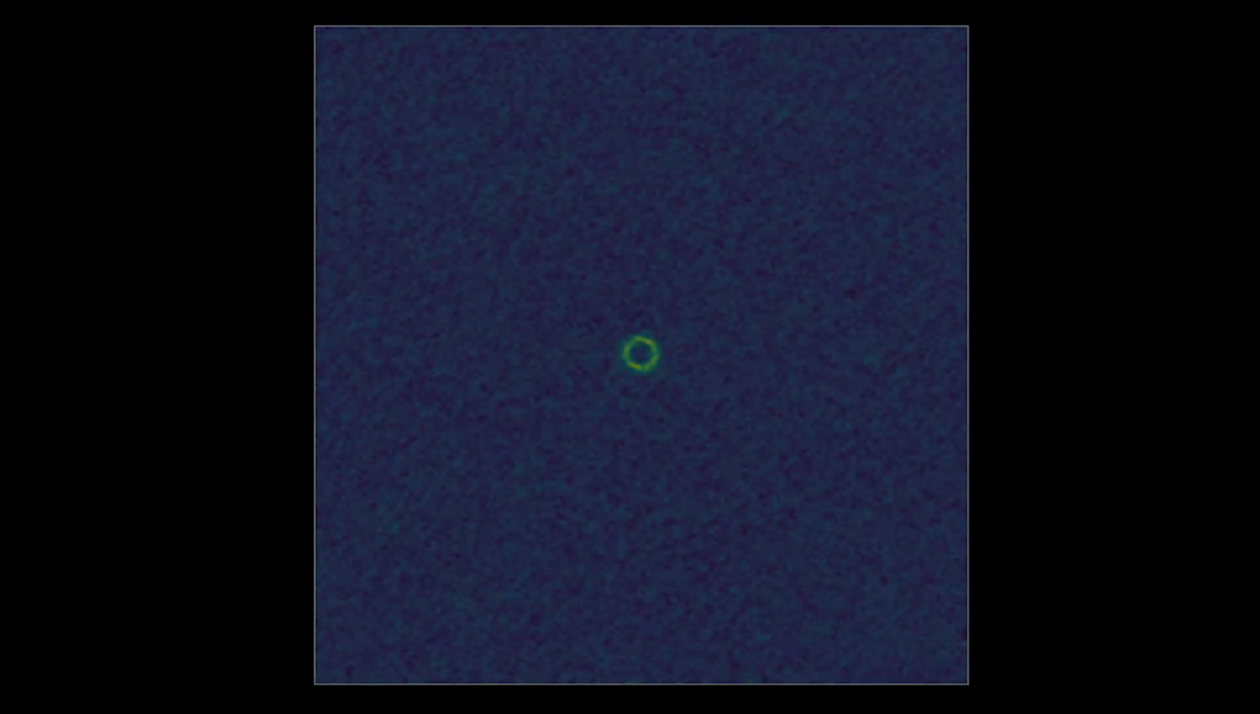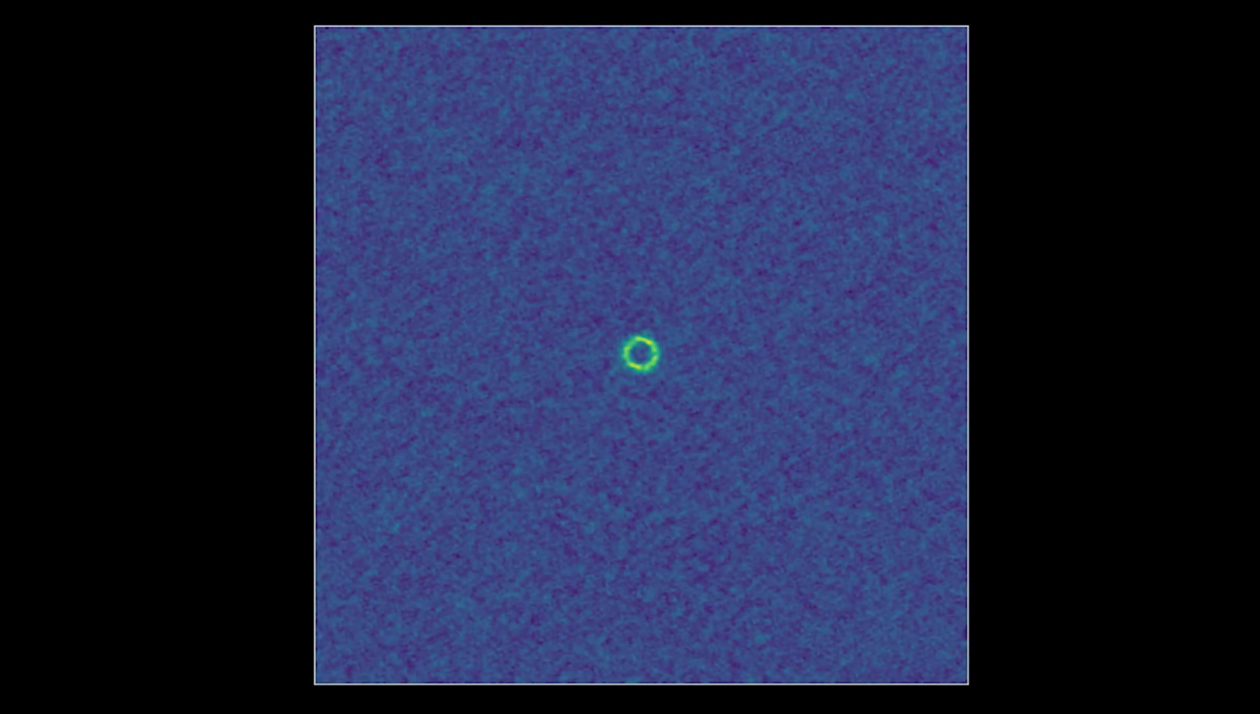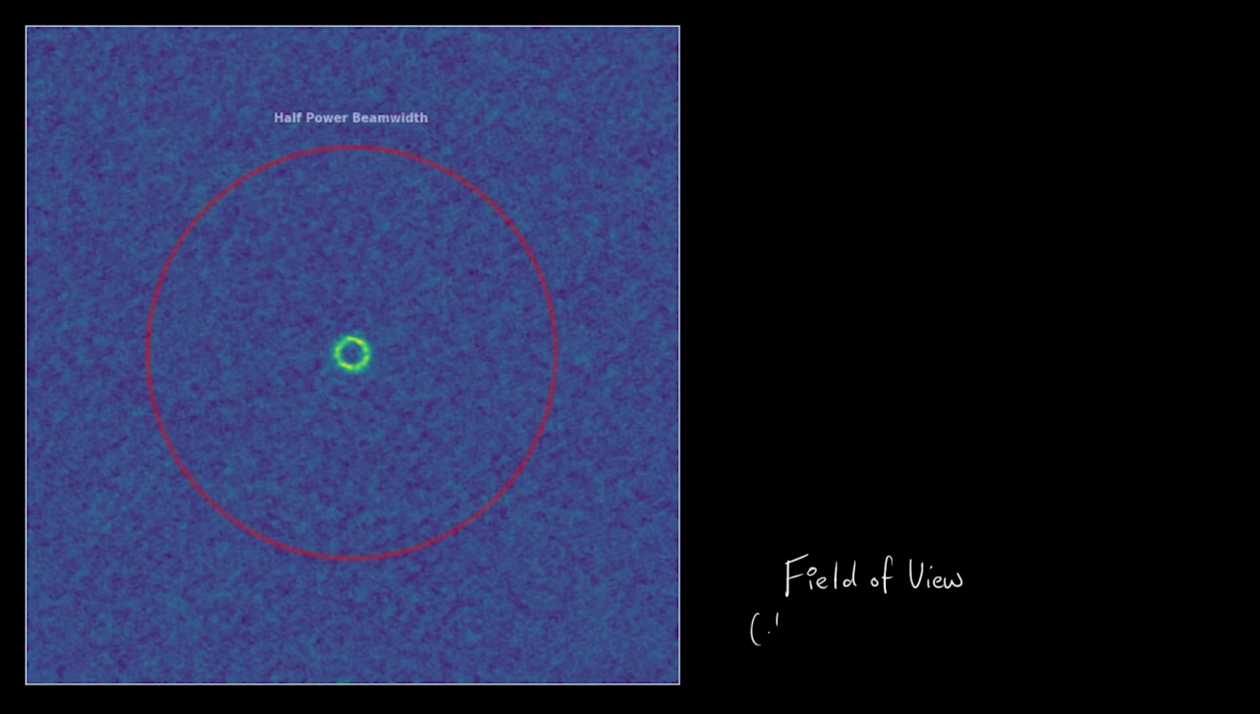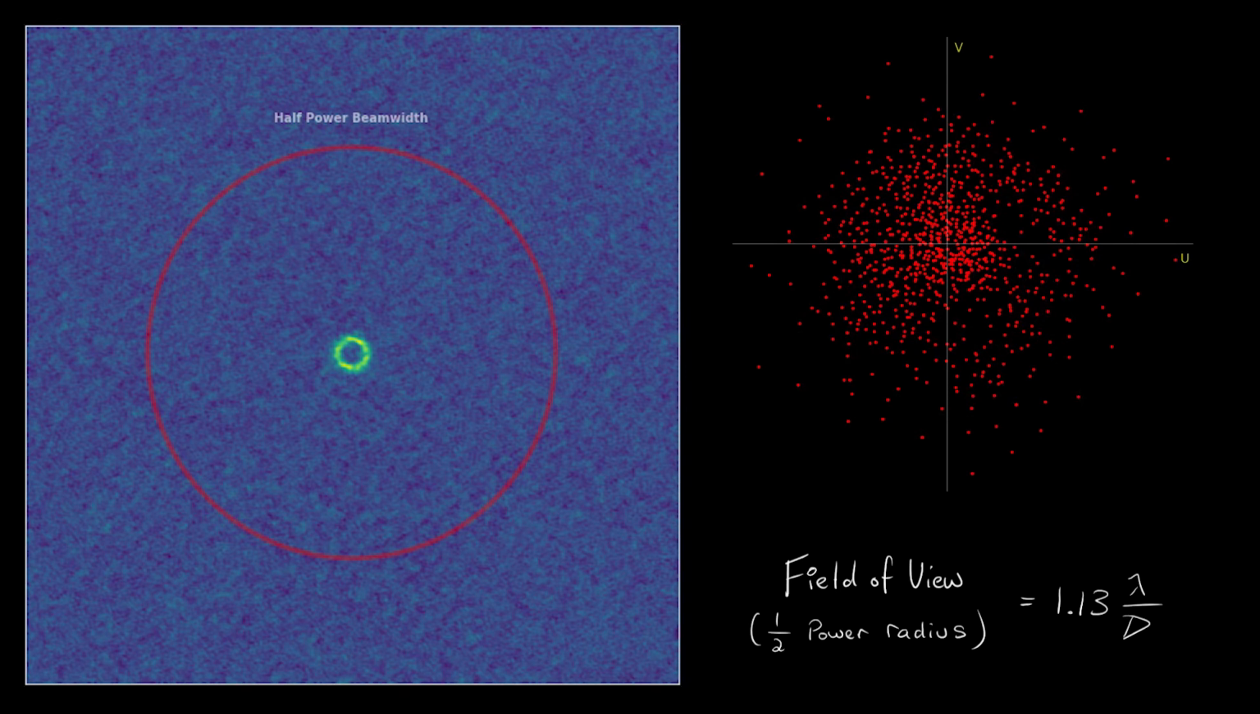Let's look at a real-life example of a protoplanetary disk, a common target for ALMA observations. For this observation of J1604-2130, which we'll call J for short, we can overlay the field of view on the image plane because we know the wavelength of the observation and the diameter of the antennas used. We also know the UV coverage for the observation.